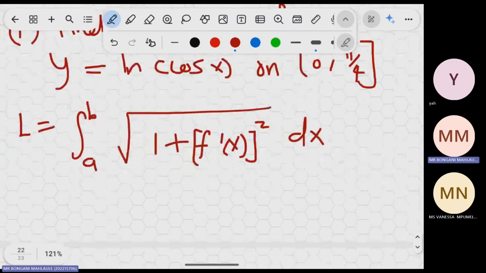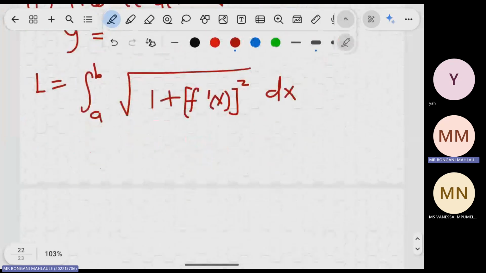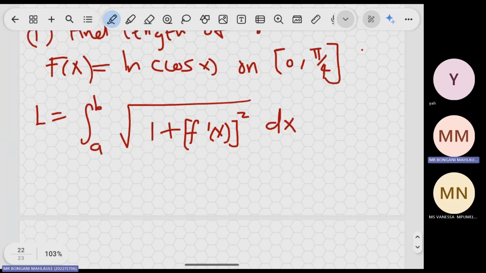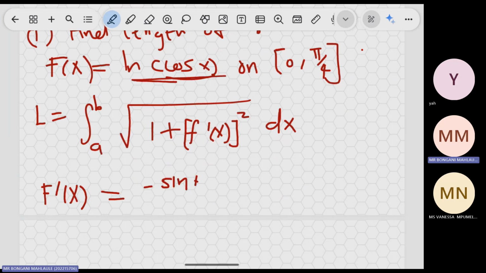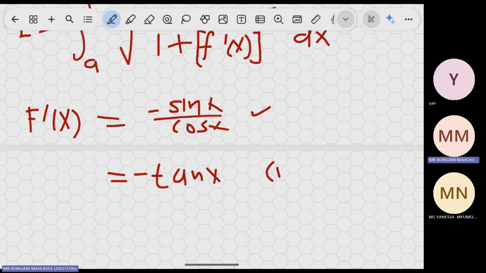Okay, so let's continue. Now I'll find the derivative of this one. This is our f of x. On the questions that you sent on the group, they wrote y, so I'm going to put f of x so that it can make sense. The derivative will be negative sine x over cosine x, which is equal to negative tan x.